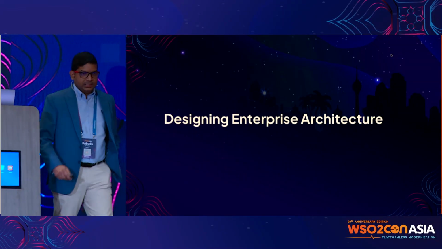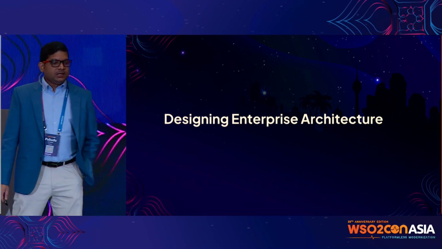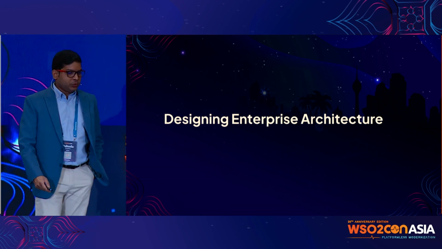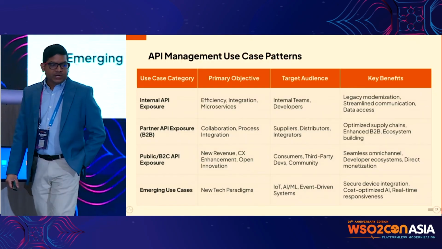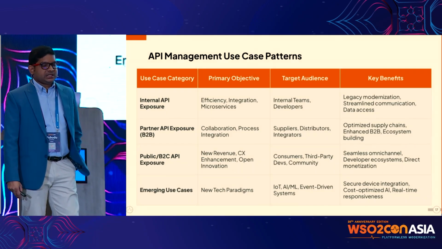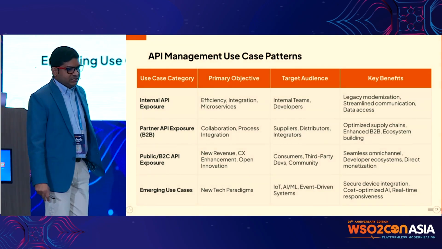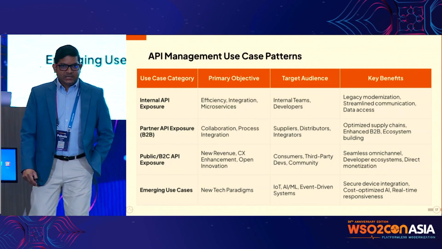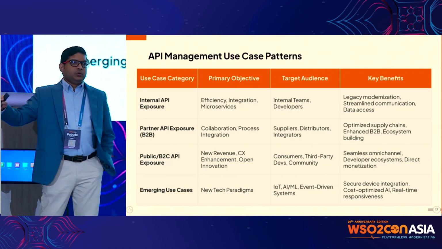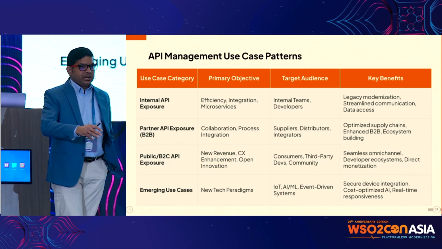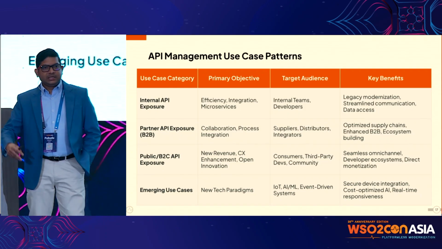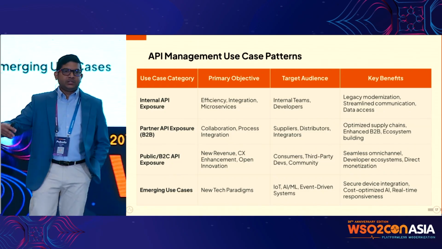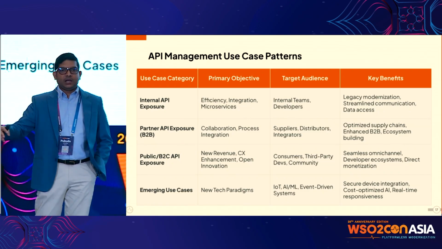Right. I'll start the next section. In this session we are going to look at designing enterprise architecture, basic concepts, and the design patterns that you want to have in this case. So if you take the API management landscape, we can identify several use cases. The first use case is internal API exposure. This is where you expose your services as APIs for your internal teams and developers, mainly targeting the modernization aspect, where you want to modernize your application services and your entire architecture.